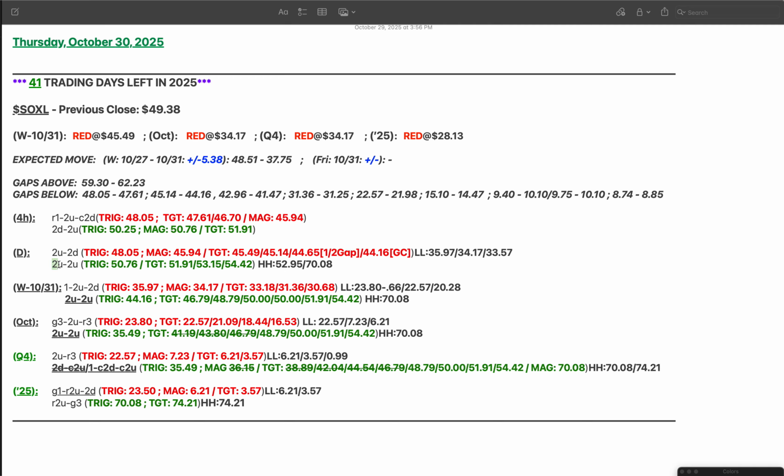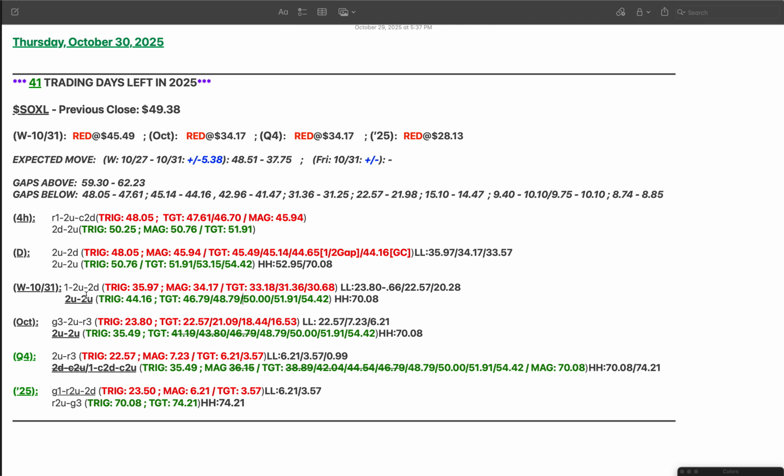If we go to the upside, again, it's no strat reversal, just a continuation of 2 up, 2 up, triggering at 50.76. So we've got our extended targets here of 51.91, 53.15, and 54.42. All right, won't go back to the charts for the week, month, quarter, and year. We already went over those. We are in a 2 up, 2 up on the week that triggered at 44.16. We did reach the 46.79 and the 48.79 and the 50 flat as well. Oops, I don't know why it's on there twice. And now we're looking for that 51.91 and 54.92.